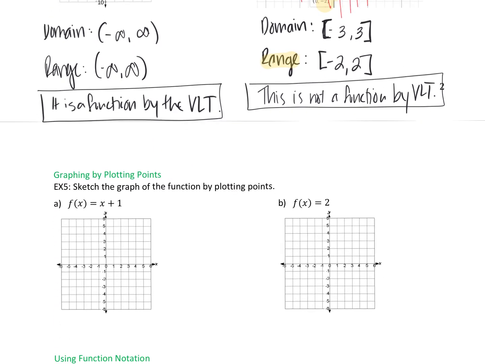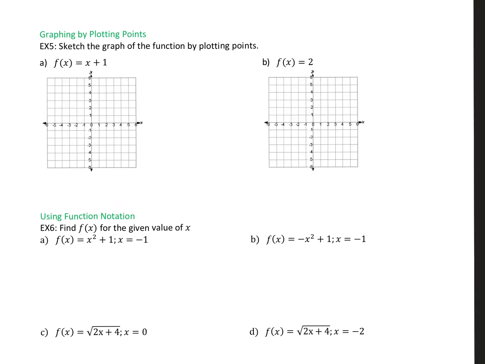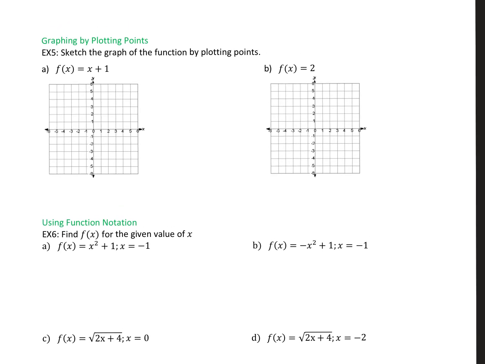Okay, so moving on. Let's sketch a graph by plotting points. All right, so let's take a look at the first one. f of x equals x plus 1. Now this is a linear equation. How do I know that? Well, this is just x to the 1 power. So this is going to be a linear equation. And when we have these, I only require you to graph 3 points.